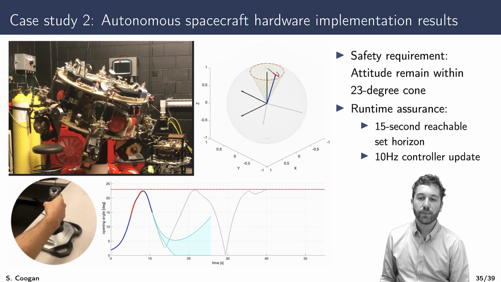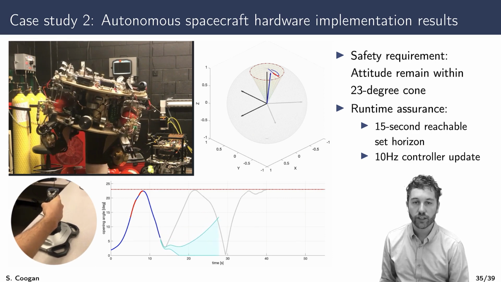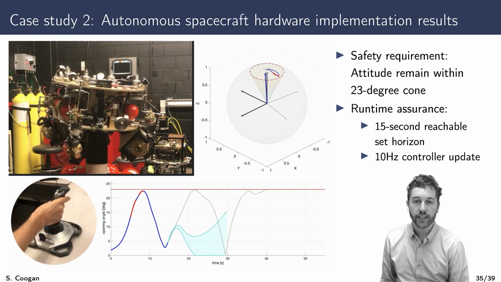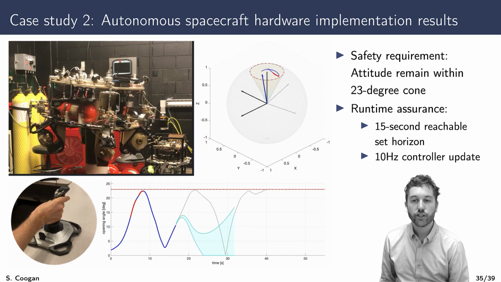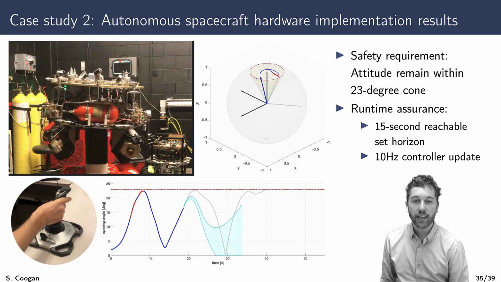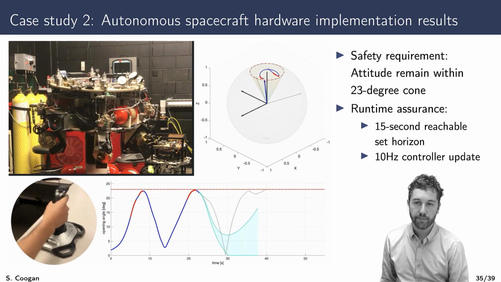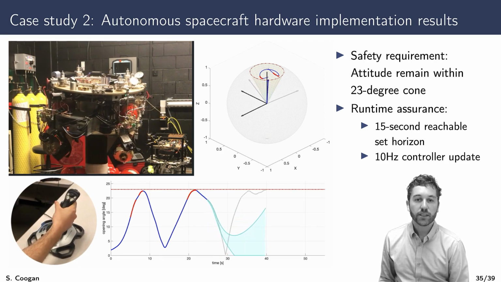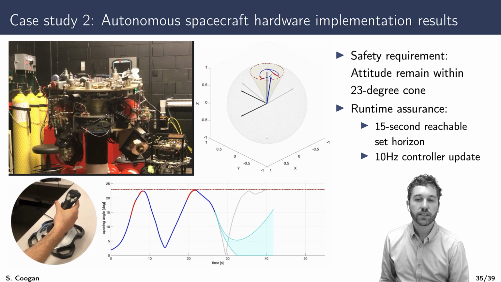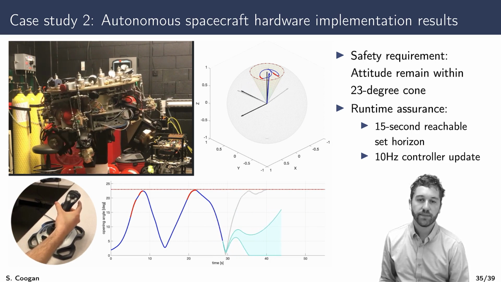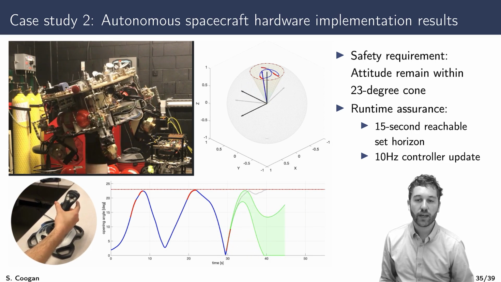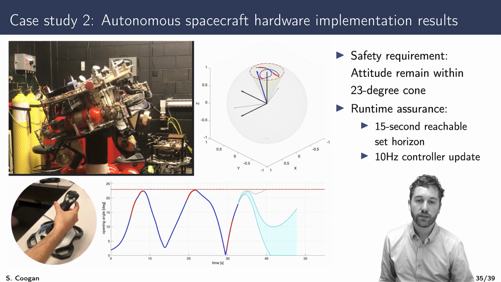The upper right plot shows the spacecraft orientation along the safe 23-degree cone, and the lower plot shows the reachable set estimation of the angle between the reference frame and the spacecraft z-axes over time. The reachable set approximation turns green during periods when the runtime assurance controller is active, and we see in the video that the spacecraft remains within the safety bounds.